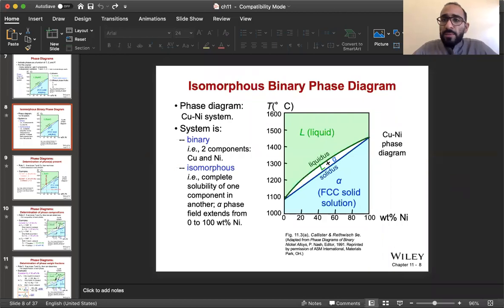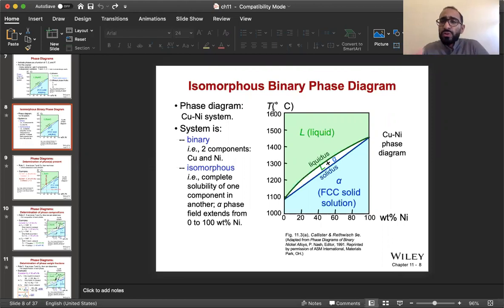About phase diagrams, they are very useful because you can extract many important pieces of information from them. For example, at a certain composition and a certain temperature, you can know how many phases exist. You will know whether you have a single phase or more than one phase, and whether they are liquid or solid, right?